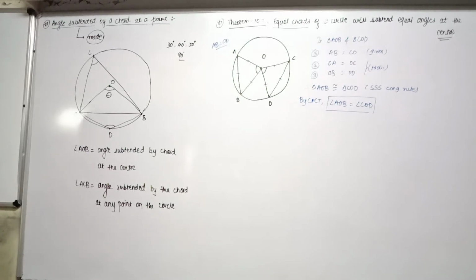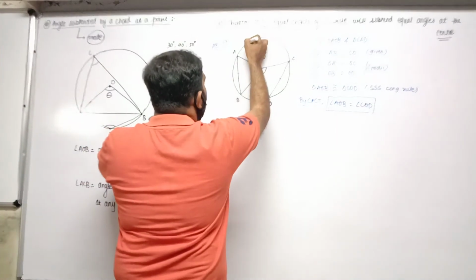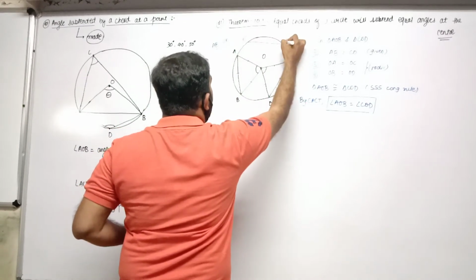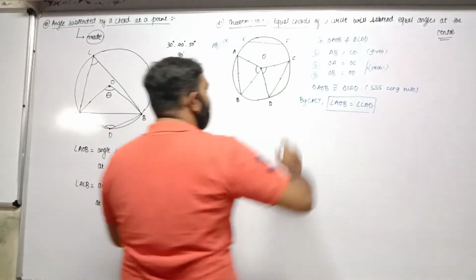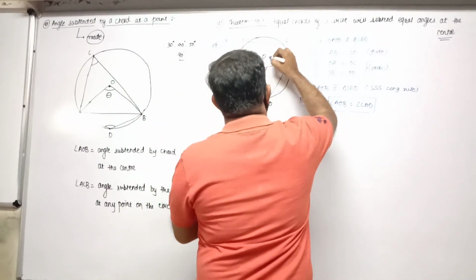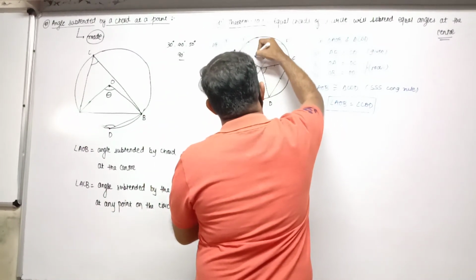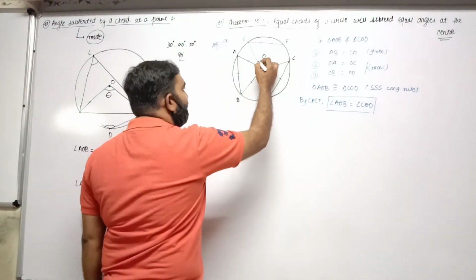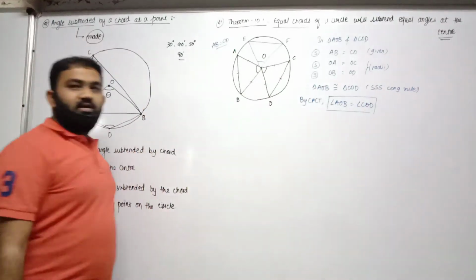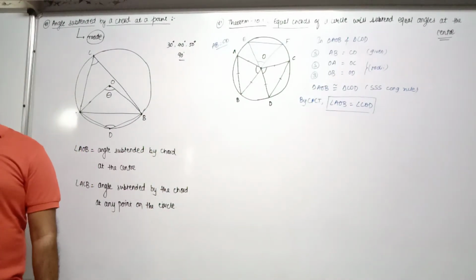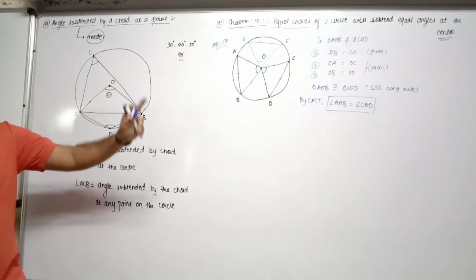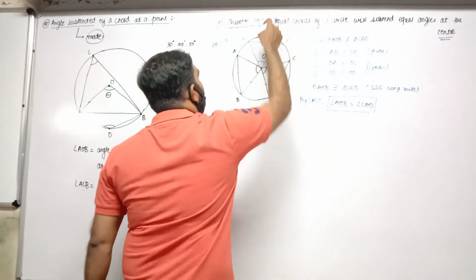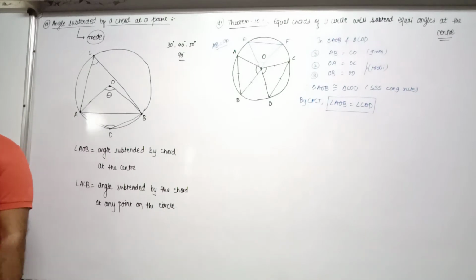Suppose I add an extra chord here, let us say EF, which is equal to AB and CD. Will it subtend an equal angle at the center? Yes, again this angle will also be equal to the third one. Is that clear? So if the chords are equal in length, then the angles subtended by these equal chords at the center will be equal.